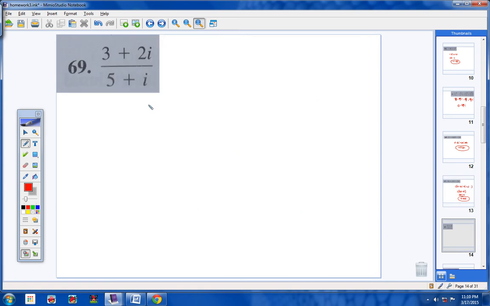Now students, at number 69 here, you have been taught that whenever you have a complex number divided by a complex number, the best way to simplify it and write it in standard form is to multiply the top and the bottom by the conjugate of the denominator, and the conjugate of the denominator is 5 minus i over 5 minus i. Now, let's do the denominator first. That's simple. I've taught you when you're multiplying two conjugates, there's a shortcut. Multiply first times first and last times last.